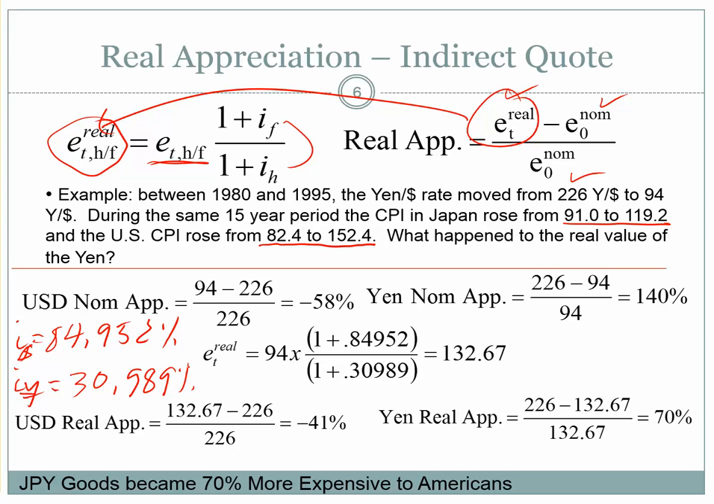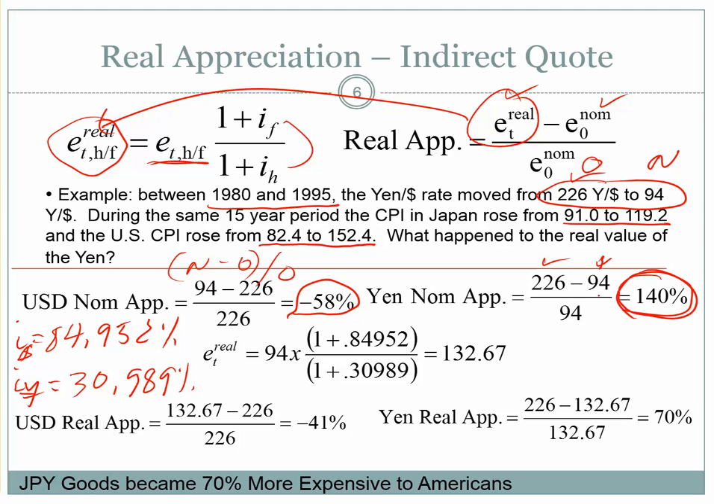Okay. And we see from 1980 to 1995, the exchange rate in nominal terms went from 226, that's the old exchange rate, to 94, that's the new exchange rate. So if I want to calculate what was the real and nominal appreciation of the yen? Well, the nominal appreciation of the yen would actually be old minus new over new, since it's a numerator currency. So what you see is the exchange rate went from 226 to 94. And you can see the yen in nominal terms is up 140%. And if I did the nominal appreciation of the dollar, that would just be new minus old over old, since that's a denominator currency, yen per dollar. And you see the dollar is down 58% to the yen, and the yen is up 140% to the dollar.